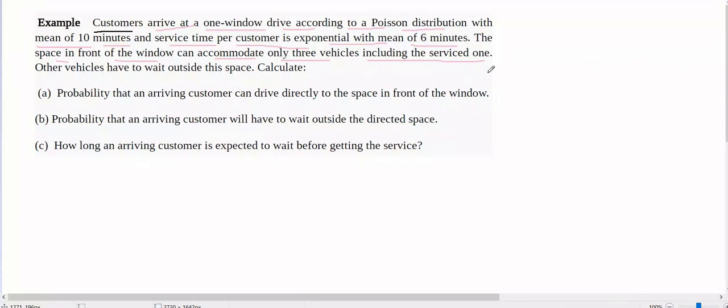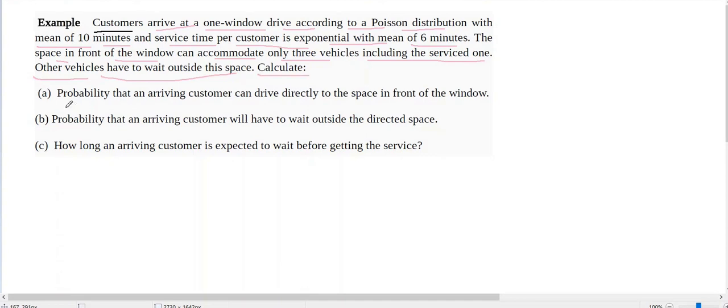This means a parking space is provided with room for 3 vehicles. Among those, one vehicle will be the one being serviced. Any other vehicles have to wait outside that space.